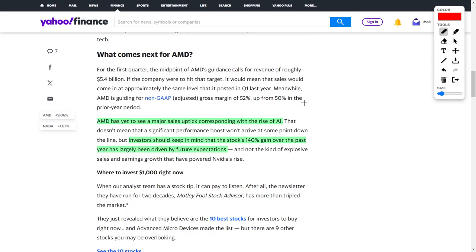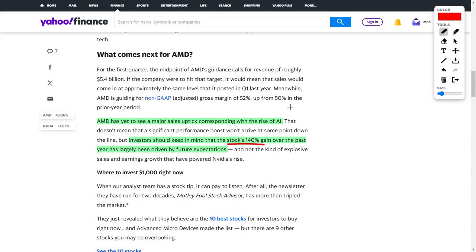However, there is one problem here. Now, for context, I personally hold AMD and NVIDIA in my personal portfolio, but I want to make investors aware of something. Although AMD has climbed in their share price by around 140% over the past year, the future of this company is pretty ambiguous. AMD is rising in their share price due to artificial intelligence hype, but the company itself has not seen a major change in their sales upticking to correspond with this AI momentum.